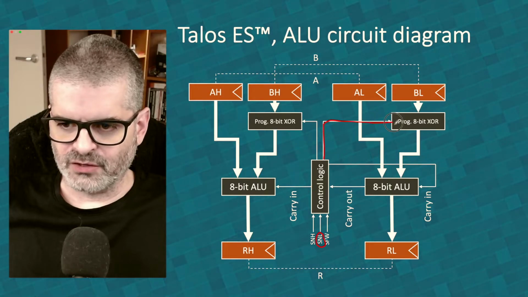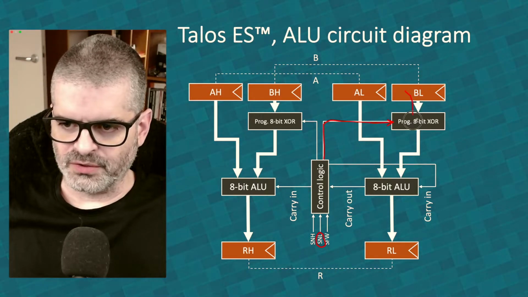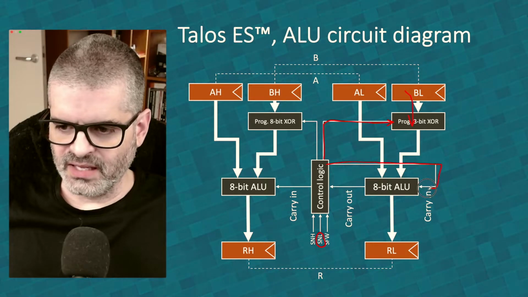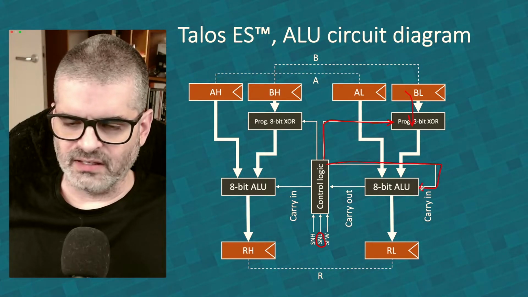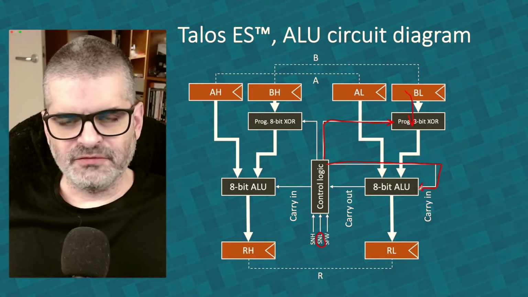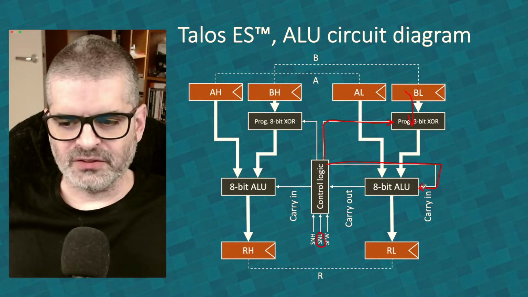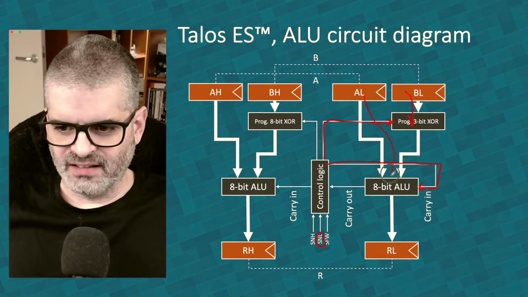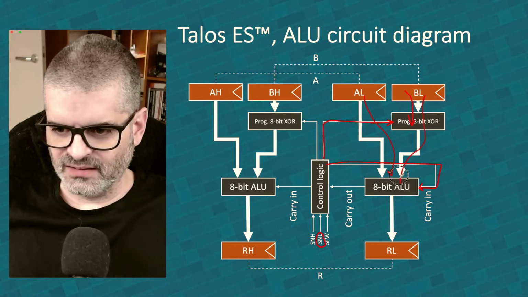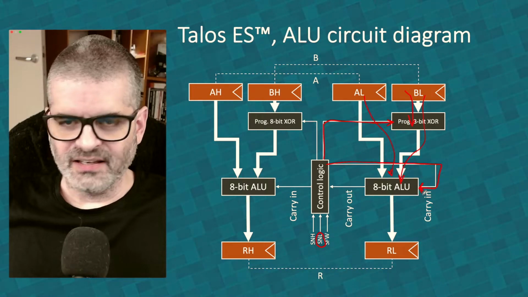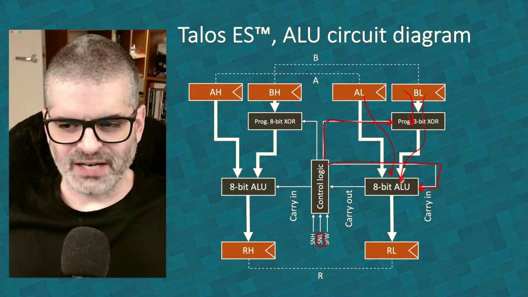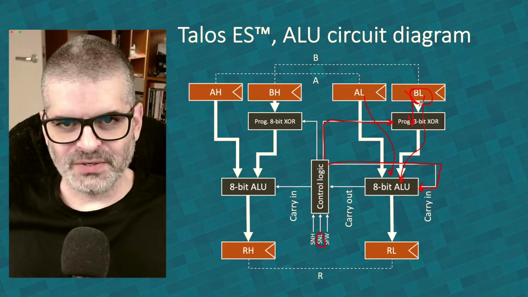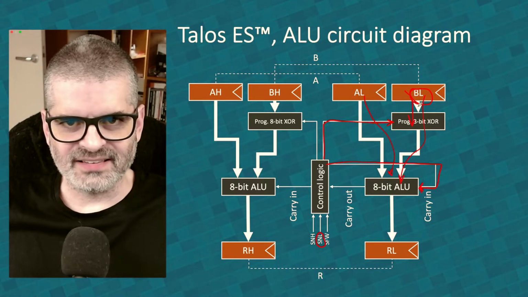You will program the XOR logic to invert the contents of BL, and you will add a carry in to the low ALU to add 1 and have a 2's complement notation. And then you just add the results. AL and the inverted BL plus the carry in is an addition that is actually a subtraction, because BL is a negative number, and if you add anything to a negative number, it's like subtracting that negative number.